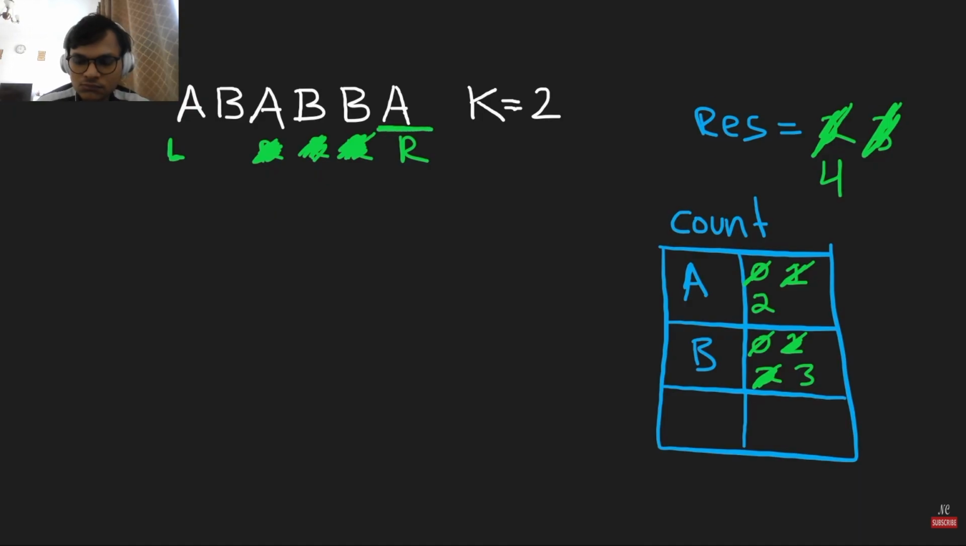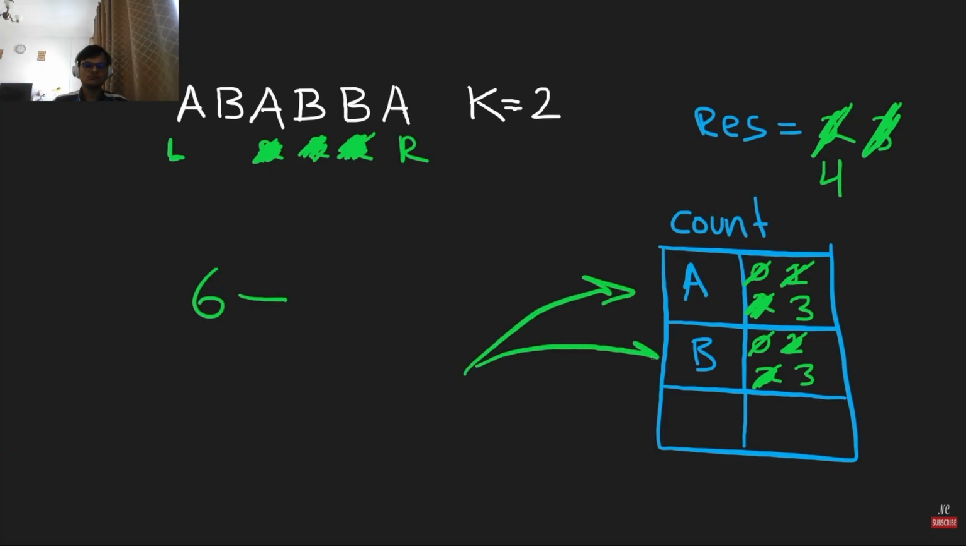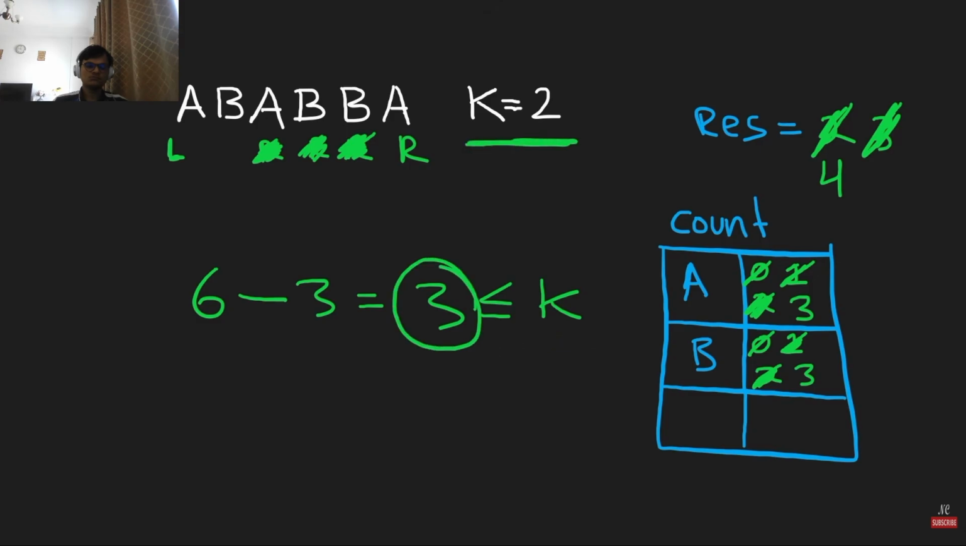So now we reached an A, so we're going to take the count of A and set it to 3. So now we have A count 3 and B count 3. So let's take the size of our window, 6, subtract from it the count of the most frequent character. It's going to be either of these, so 6 minus 3 means we need to make 3 replacements. Is that less than or equal to K? K is 2, so we exceeded K, right? We exceeded the number of replacements we're allowed to make.